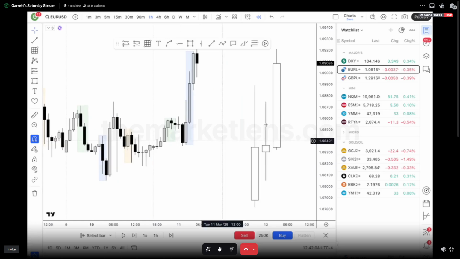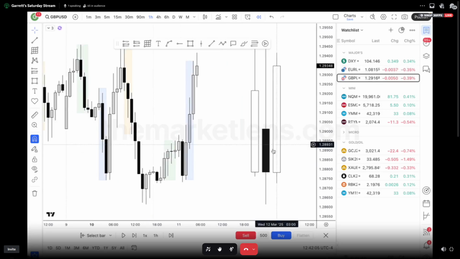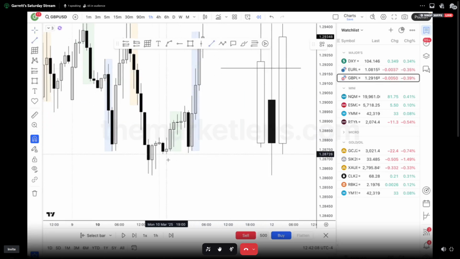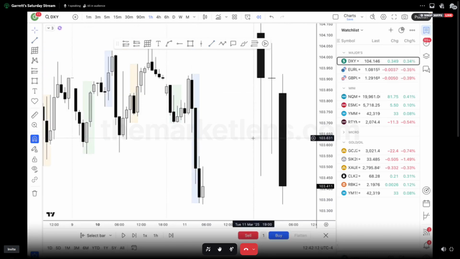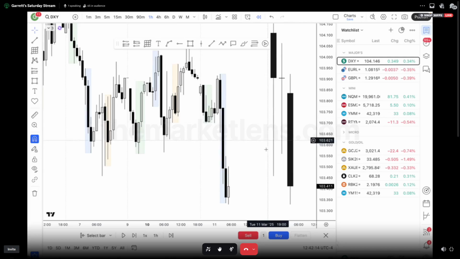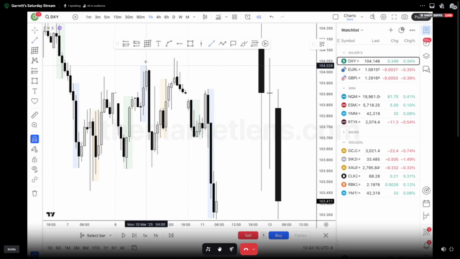Doesn't really look great. Do we sweep out this low? Yeah, I wouldn't trade this one. Unless DXY. Okay, this looks really good on DXY. Yeah, this is fire.